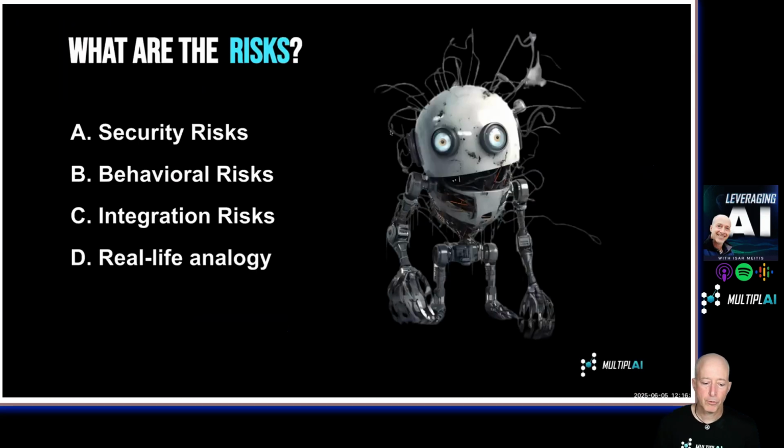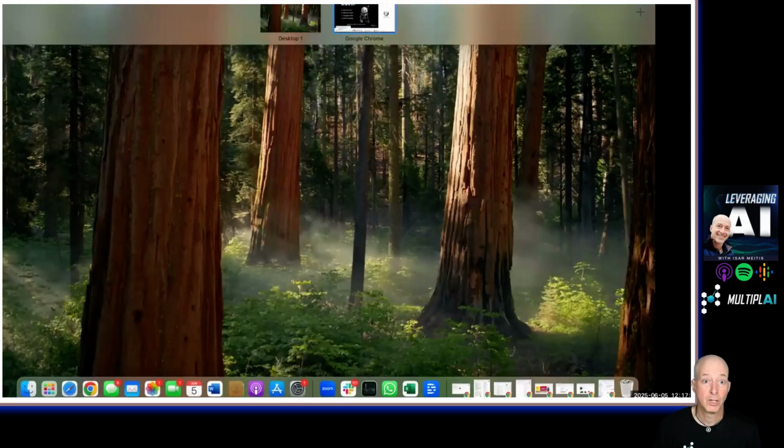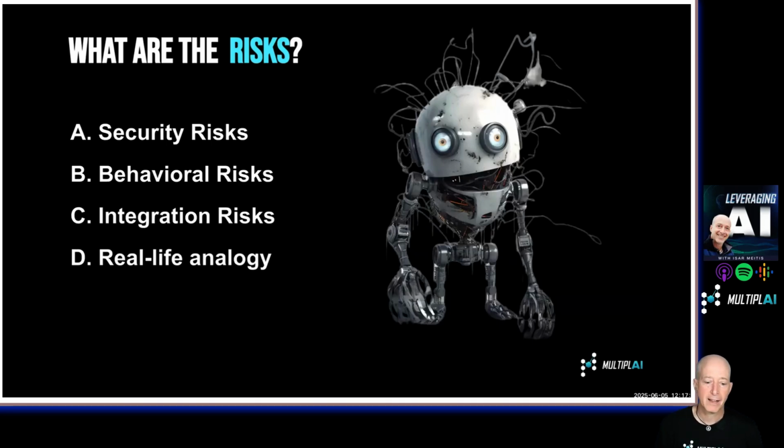So first of all, before we dive into the solution, let's talk about what the risks are. And there's a variety of risks. The first risk is just security. Like I said, because they have access to everything in the browser, and if you're logged into many things in the browser that also has access to different components that you have, it may have access to different tools and things that you don't necessarily want it to have access to. Meaning it may have access to your bank account and things like that.